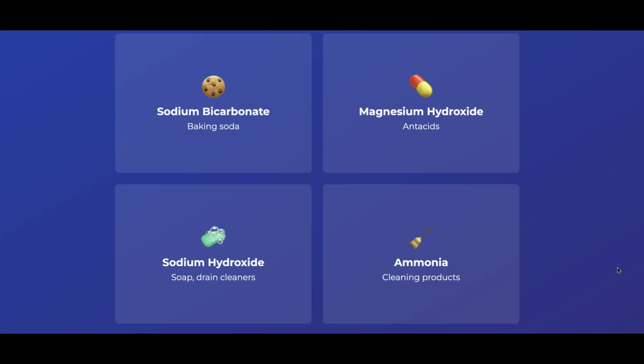Number two, magnesium hydroxide, which is found in milk of magnesia and other antacids. It neutralizes excess stomach acid to relieve heartburn and indigestion. Sodium hydroxide, or caustic soda, is used in soap making, cleaners, and many industrial processes. It's a very strong base. Ammonia is found in many household cleaning products. It's good at cutting through grease and grime.